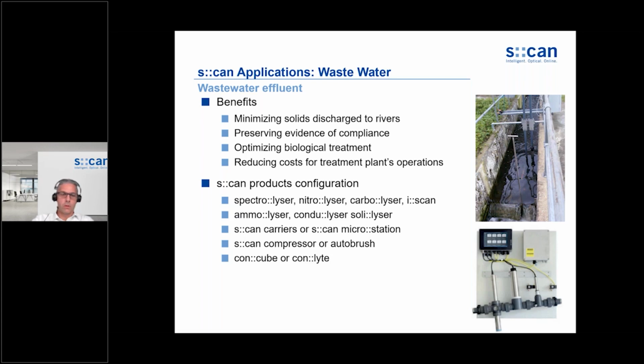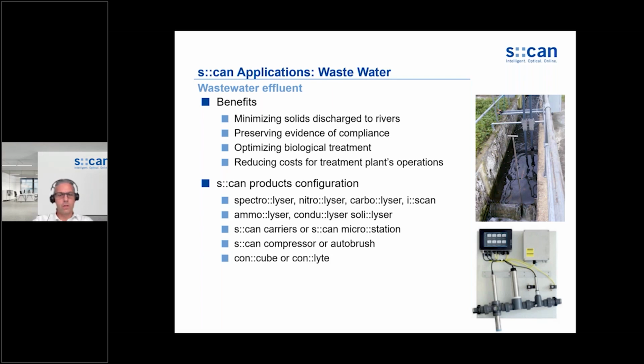Amylizer for ammonia, conolyzer for conductivity, solilyzer for solids. We use either Eskin carriers for submersed installation or Eskin microstation for bypass installation. On the upper picture, you can see a submersed installation. The Eskin measuring devices are submersed directly in the effluent channel.